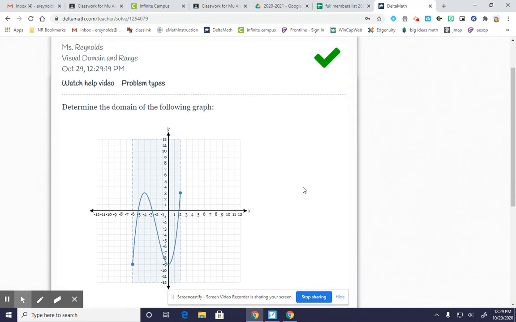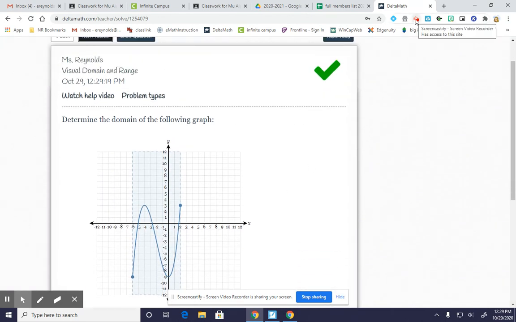Okay, so that's how these problems work. So see if you're able to do them. If you need more help, I'm more than happy to get on a Google Meet and help you through.